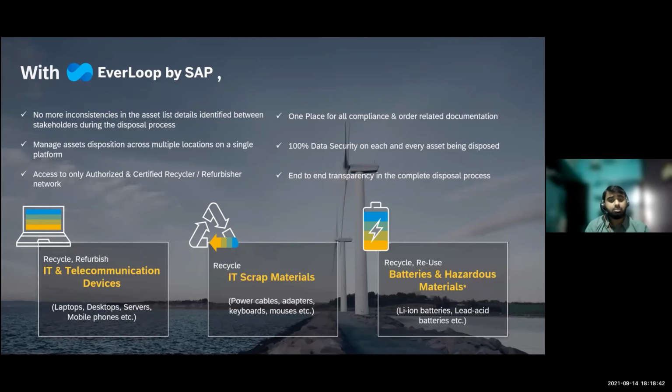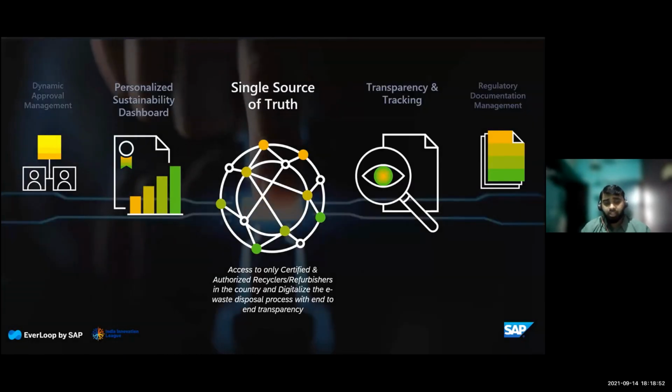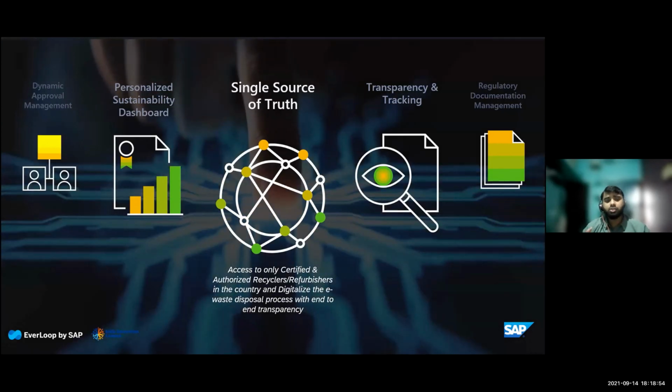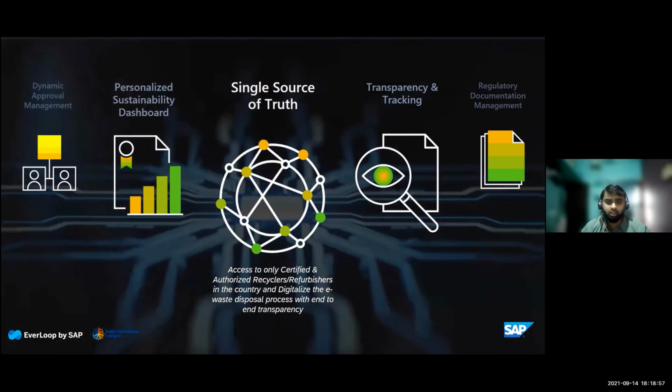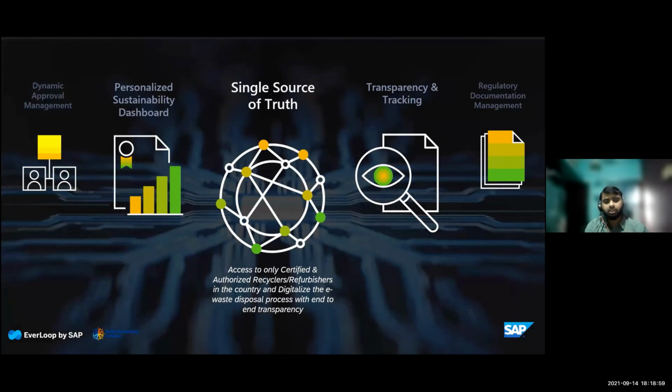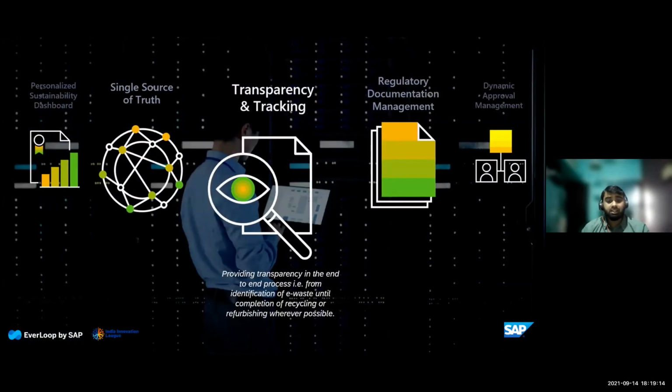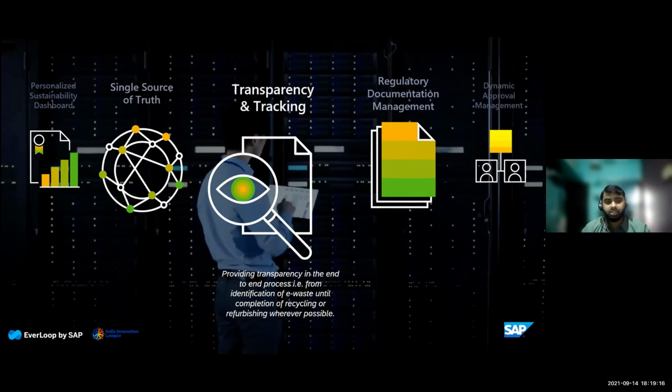We are also extending the platform to manage battery and hazardous materials, as most organizations are currently doing it manually. And our aim is to provide our customers with a single source of truth for all the personas across an organization, starting from the chief sustainability officers to the IT heads to the actual end users of the platform. In addition to this, you could get access only to the certified and authorized recyclers in the country, and also digitalize the complete e-waste disposal process. EverLoop not only helps in digitalizing the process, but also in providing transparency in the end-to-end process.